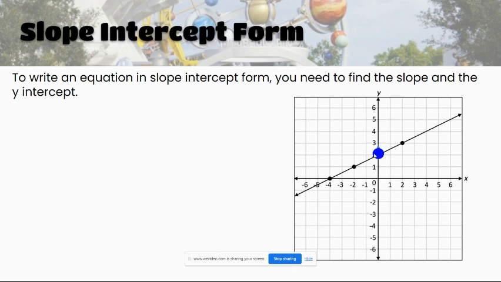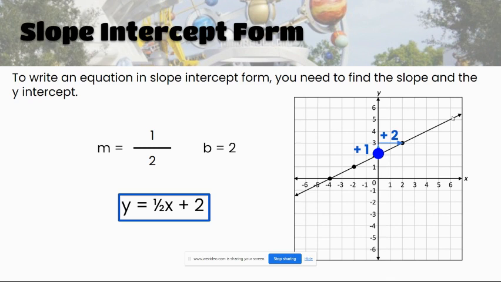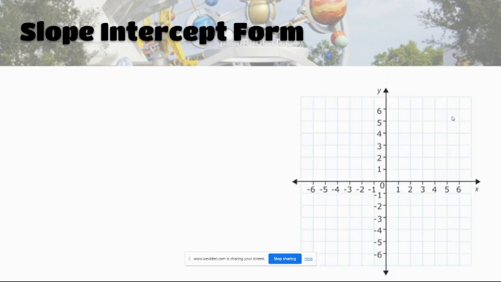To get the slope, I can do rise over run. So from 2, I go up 1 to 3. So that rise is 1. And then I go right 2, so that's plus 2. So my slope is 1 over 2 because rise over run. And then we just talked about our y-intercept is 2 because that's where the line crosses the y-axis. So if I put it all together, y equals mx plus b, this would be y equals 1/2 x plus 2.